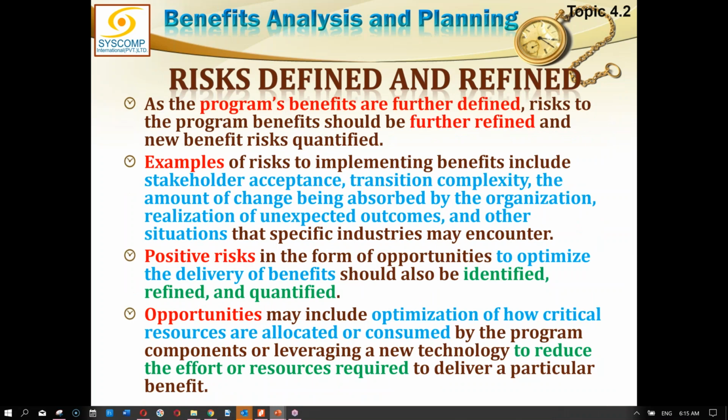Then comes the risk definition and refinement. As the program benefits are further defined, risks to the program benefits should be further refined. Just touching on that, yes.